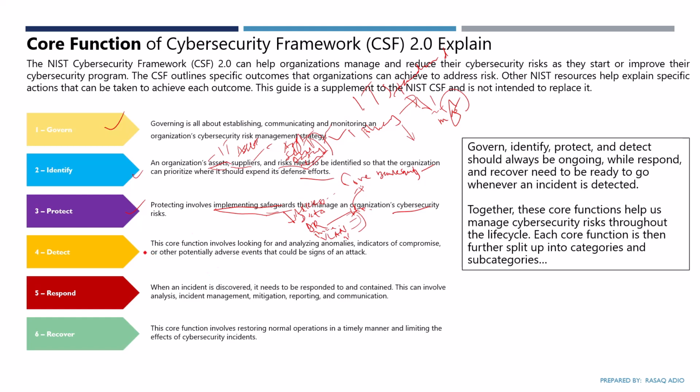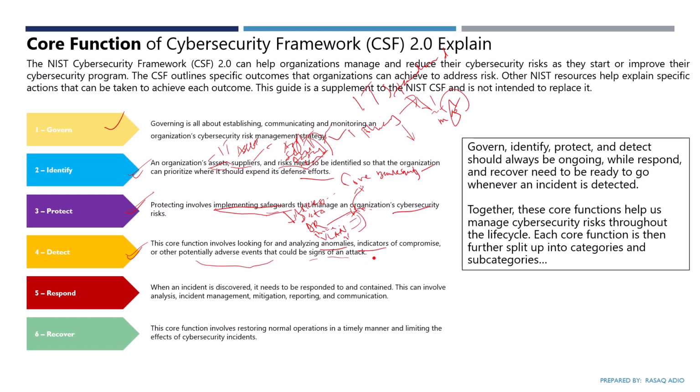Then we move on to detect. You have established a policy, you have identified the assets, you have tried to put some things in place to protect those assets, right? Then at this point, how do you detect anomalies? So this core function involves looking for and analyzing anomalies, indicators of compromise, and other potentially adverse events that could be signs of an attack on your environment.